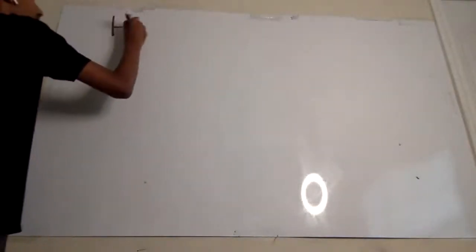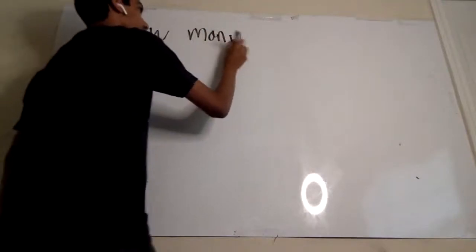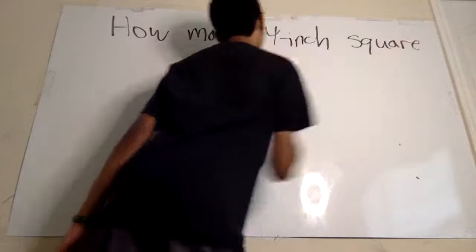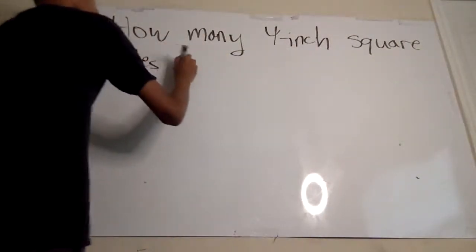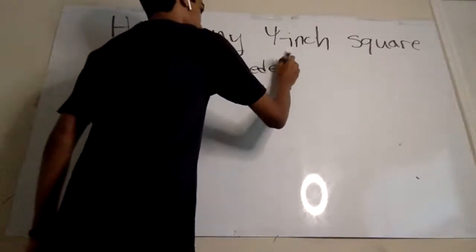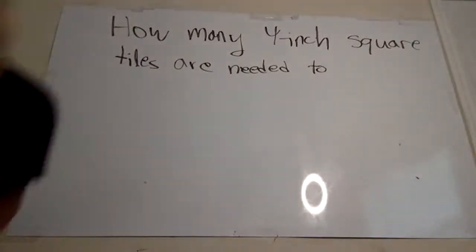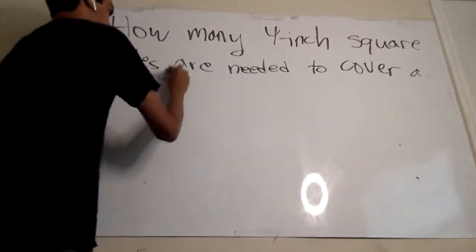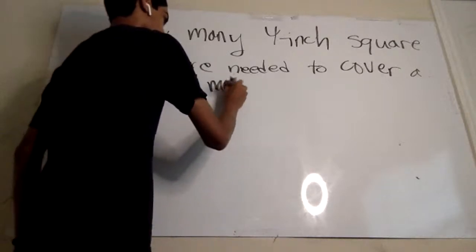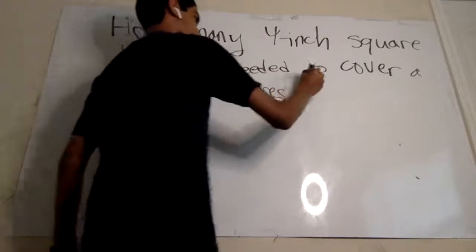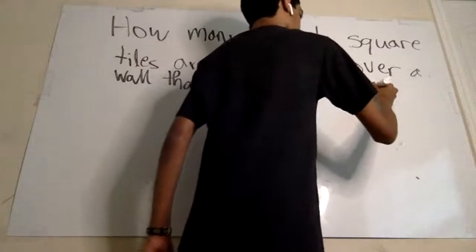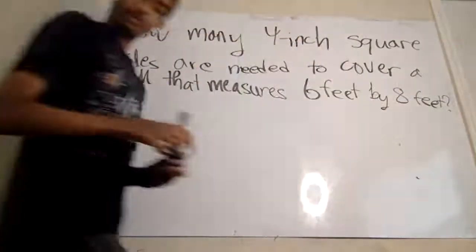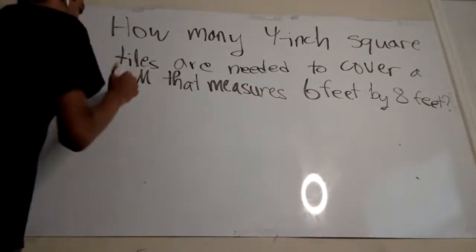So this problem says how many 4-inch square tiles are needed to cover a wall that measures 6 feet by 8 feet. And this is another math cons problem that we have here.